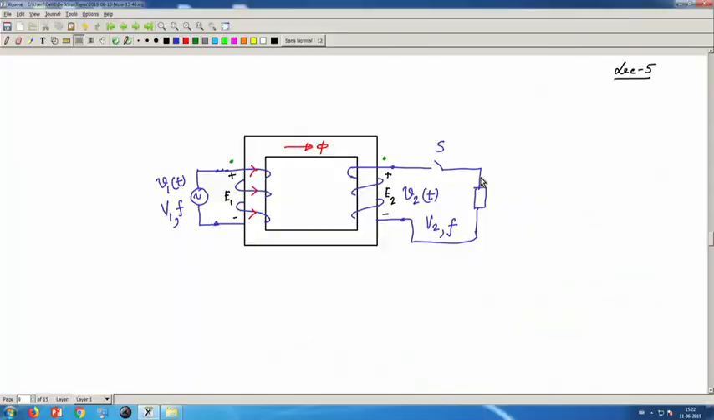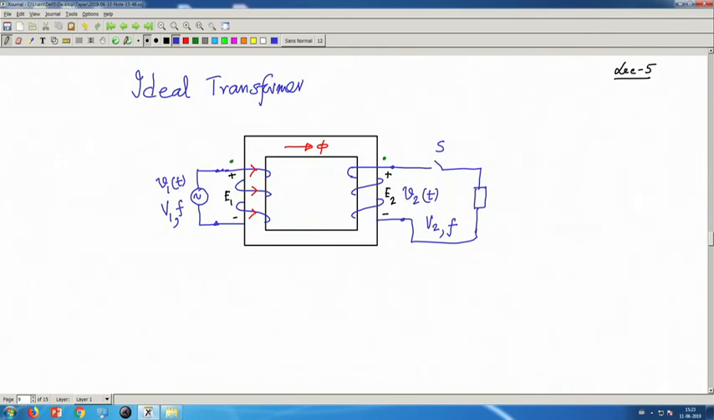Welcome to lecture 5 on electrical machines 1, where we were discussing transformers, and in fact ideal transformers. An ideal transformer is one where the magnetizing current required is vanishingly small. There is no winding resistance, and there is no leakage flux.